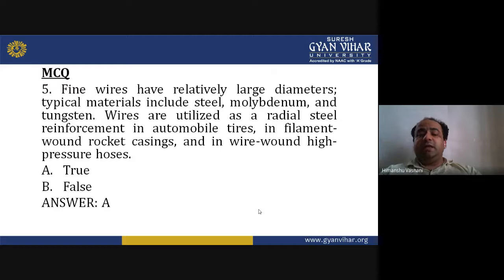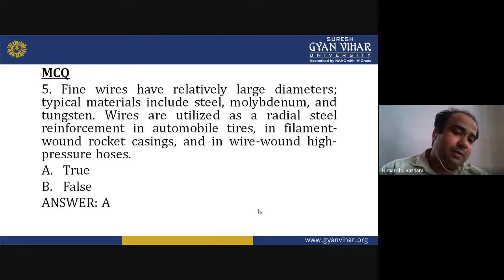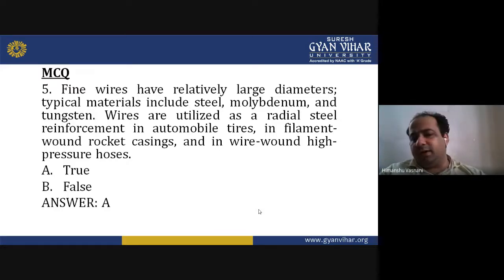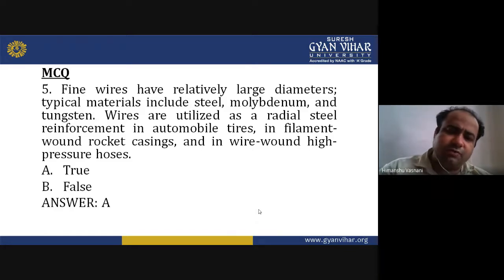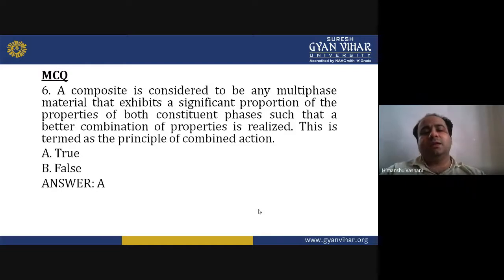Fine wires have relatively large diameters. Typical materials include steel, molybdenum, and tungsten. Wires are utilized as radial steel reinforcement in automobile tires, in filament-wound rocket casings, and in wire-wound high-pressure hoses. We have discussed this in detail during our lecture, so I think it's true. A is the answer.